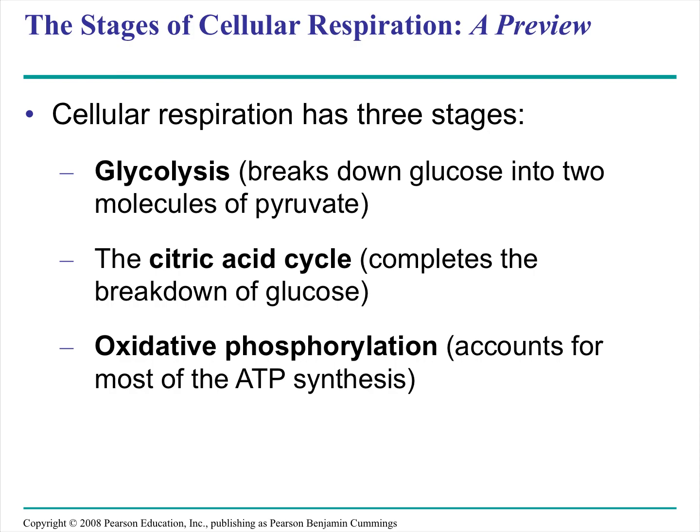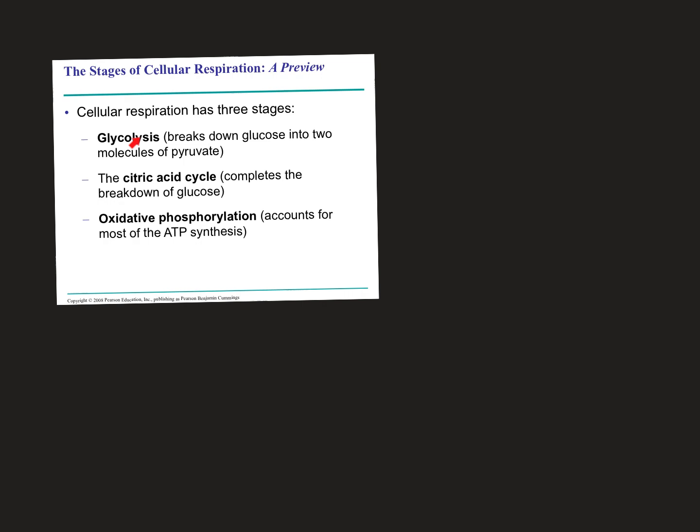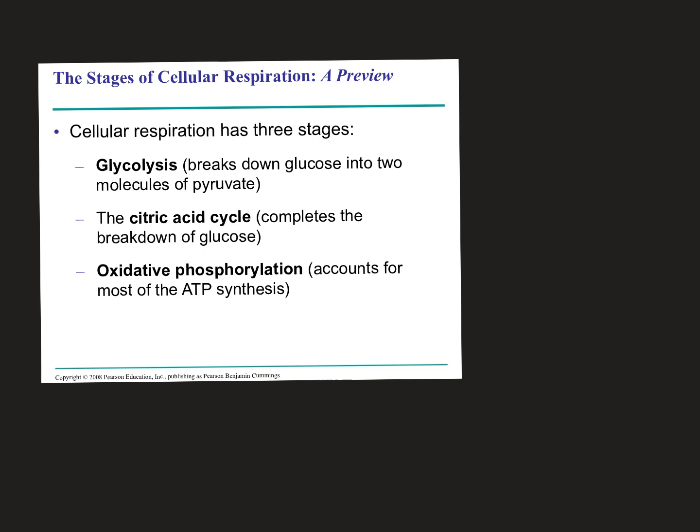So you have kind of three major steps. There's some things in between. Glycolysis, which happens in the cytoplasm, is the breakdown of sugar. So you have sugar, you have to break it down. You have a 6-carbon molecule, we break it down into two 3-carbon molecules. Each glucose gets broken down.